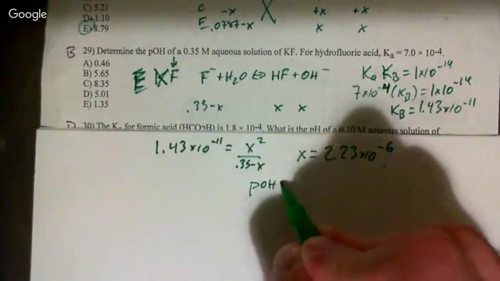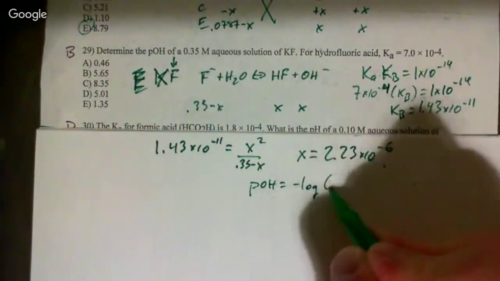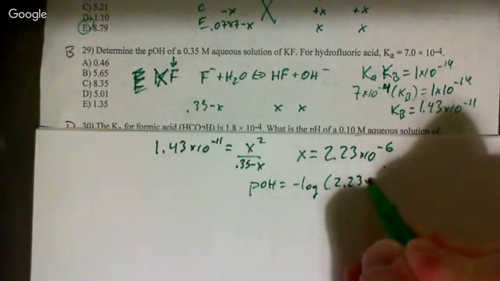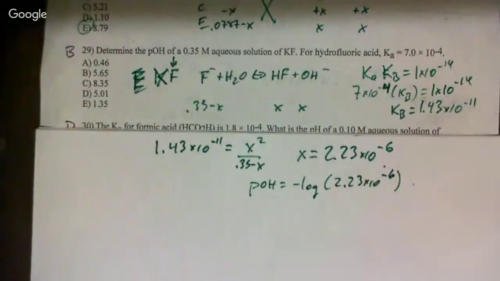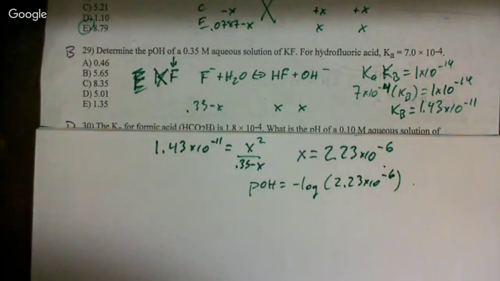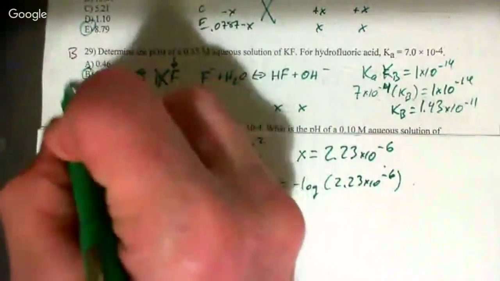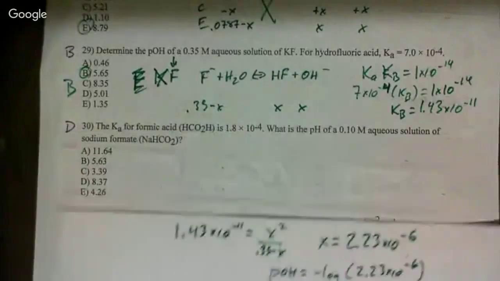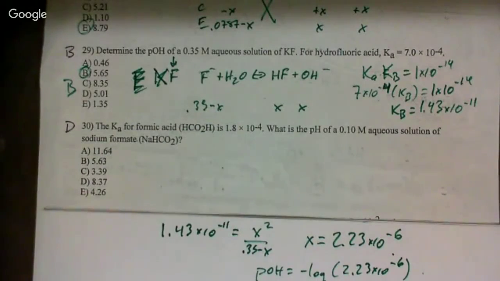So to get POH, negative log of concentration of OH minus. And I am keeping my fingers crossed that I have done all of this correctly and not led you astray. 5.65. Hoorah. All right, final stretch here. Number 30. We've got an answer of D.